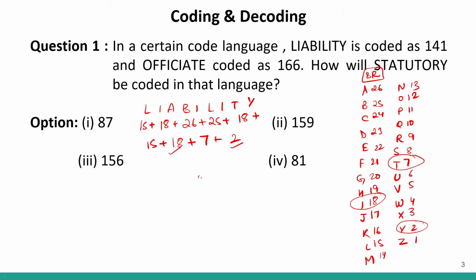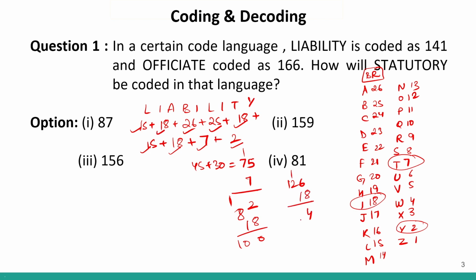So 18 plus 2, 20. Correct? 20 plus 25, 45. Okay? 15 plus 15 is 30. So 45 plus 30 is 75. Correct? 75 plus 7, I'll get 82. 82 plus 18 will be 100. Correct? 100 plus 26, 126. And if I add 18 into it, I'll get 144. So the sum is 144.